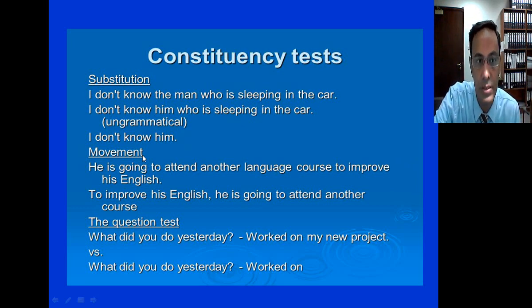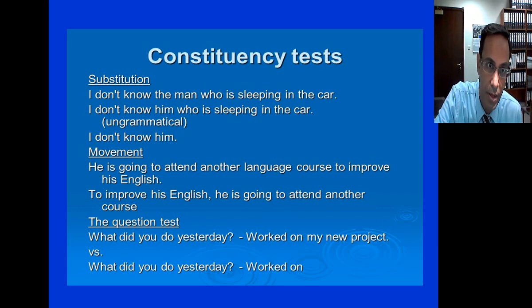The second test is called the movement test. We can move the constituent, but we cannot move part of it. Look at this example. He is going to attend another language course to improve his English. To improve his English is a unit. It can be moved to the front of the sentence: To improve his English, he is going to attend another course. This is grammatical. But if we take part of this unit, to improve, the result is an ungrammatical sentence.